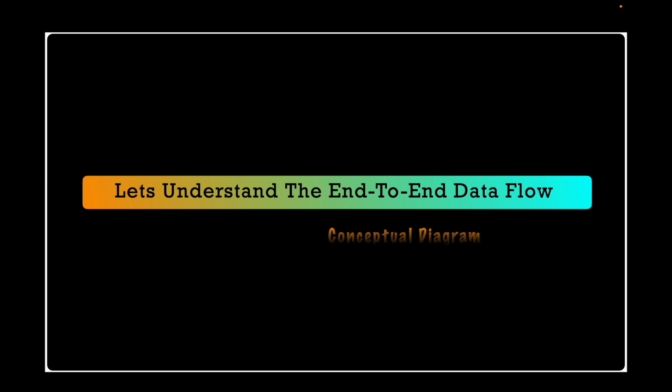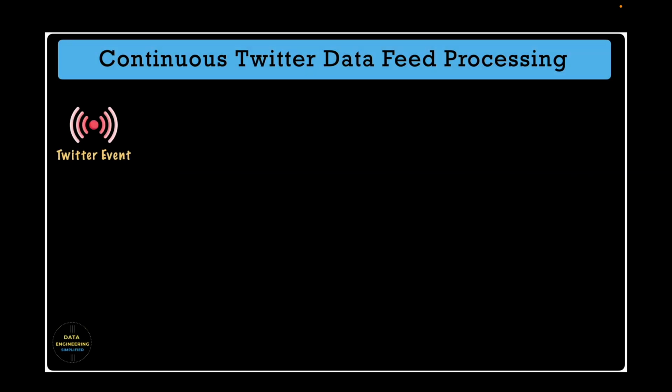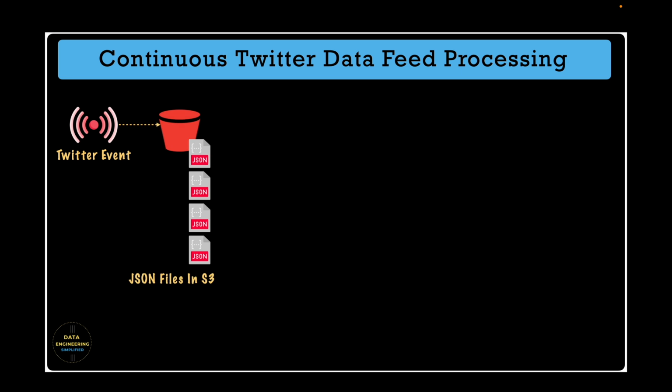Let's understand the end-to-end data flow conceptual diagram before we start our hands-on exercise. When somebody tweets, a data feed is generated and that can be classified as an event. That event should be streamed to an S3 bucket. There are different approaches to stream such a Twitter feed to an S3 bucket. In this example, I am considering S3 bucket as an object storage. However, you can also use Azure or Google object storage technologies and have Azure Event Hub or Google PubSub services to capture those events and save them in the cloud object storage location.